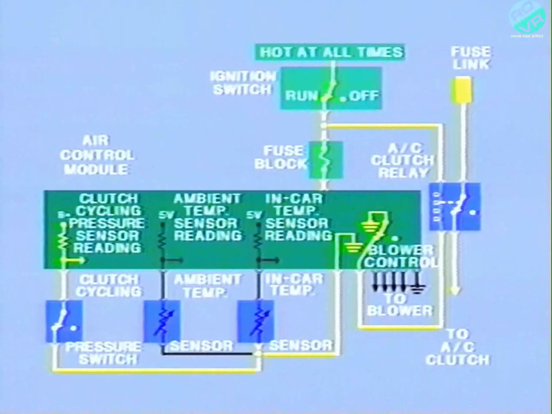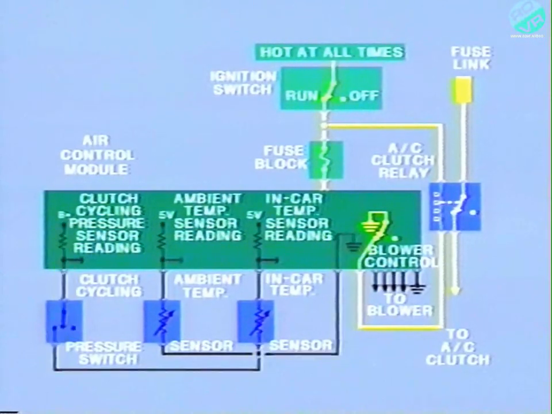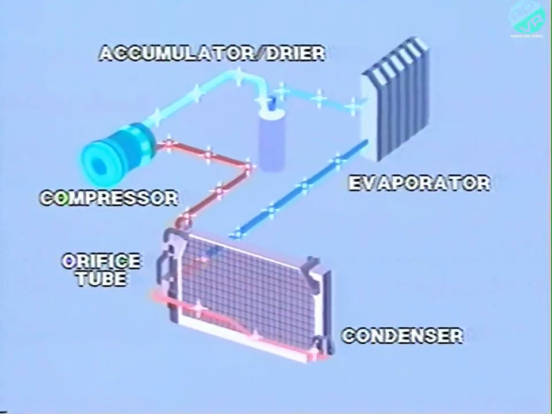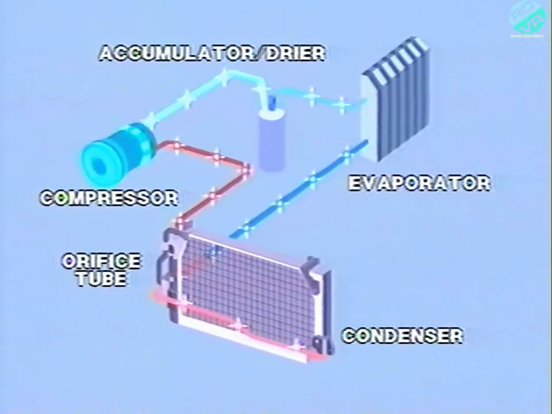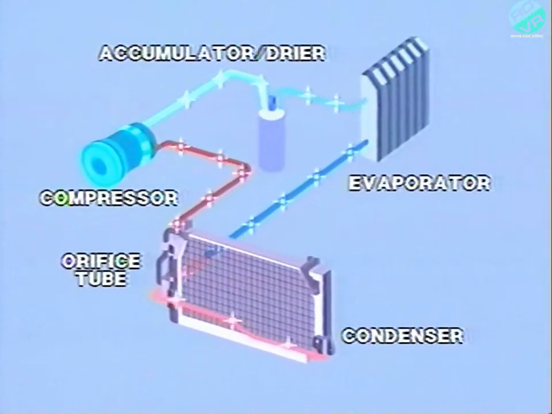As mentioned earlier, the switch is normally open at about 25 psi and closes at around 42 psi. From the accumulator dryer, refrigerant proceeds to the compressor, which moves refrigerant through the system and changes it from a low-pressure gas to a high-pressure gas.